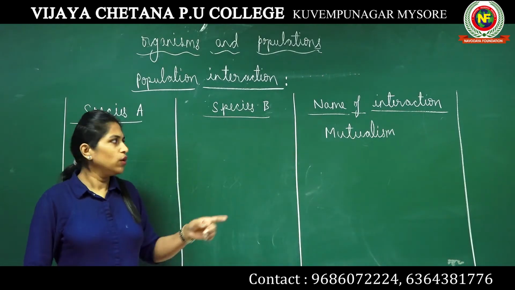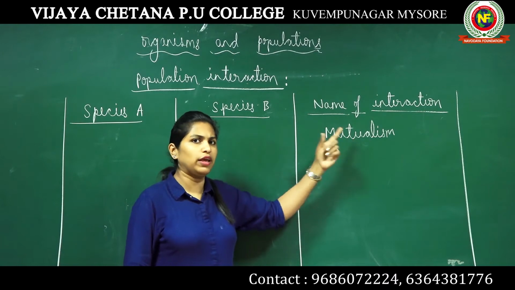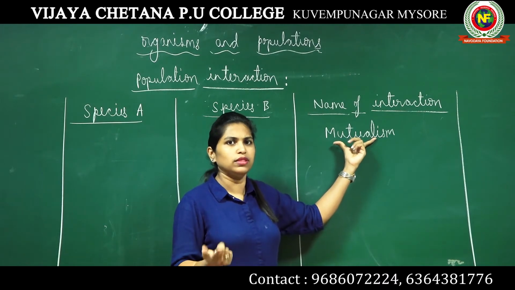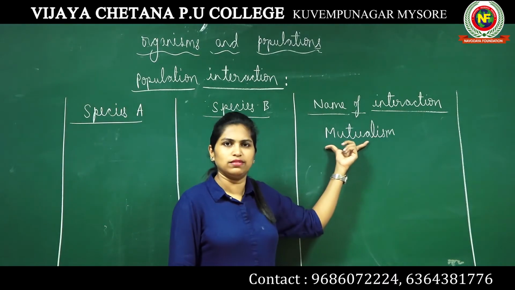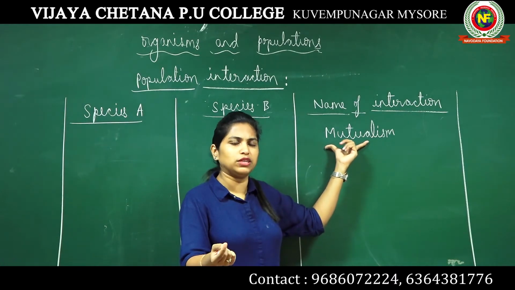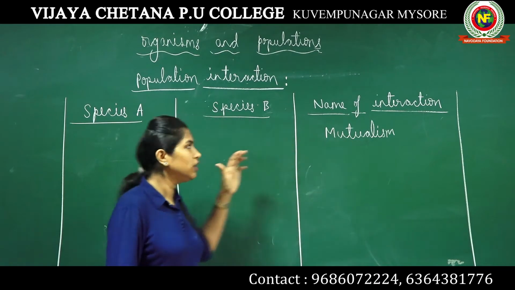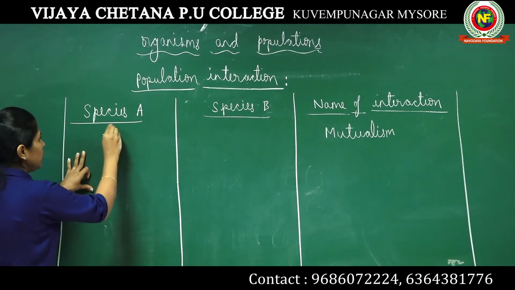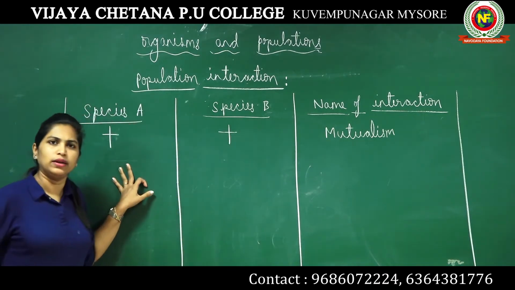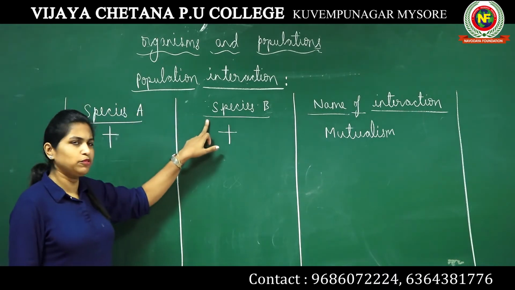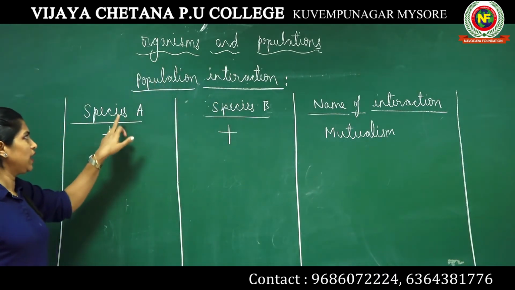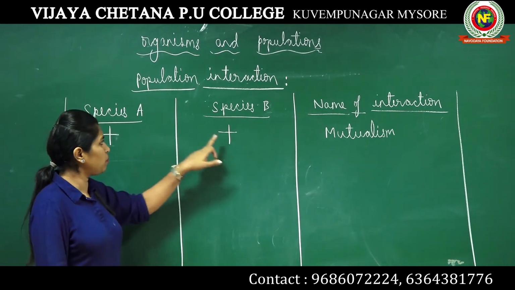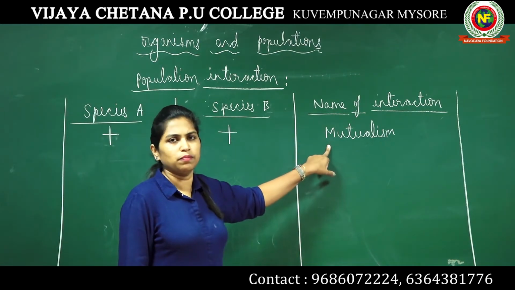Mutualism. Okay, mutualism. The word itself explains mutual. Mutual means you help me, I will help you. That type of interaction is known as mutualism. That means I will be helping one species, that other species will be helping me. So here, this is a type of interaction between species A and species B, where both the species are benefited. Species A will help species B, whereas species B will help species A. Here both the species are benefited. Such type of interaction is known as mutualism.